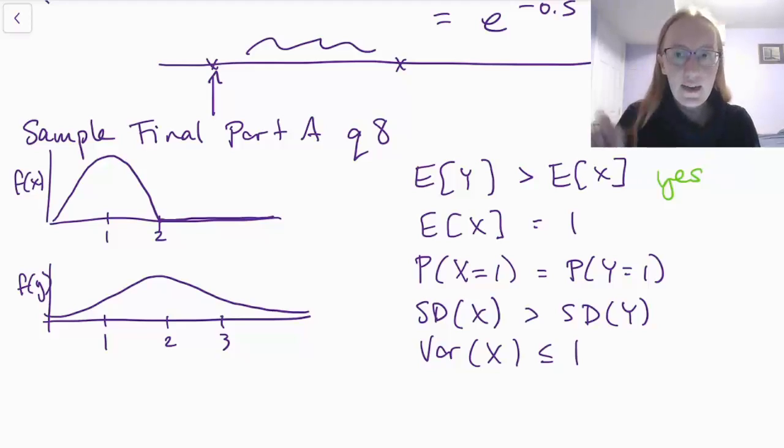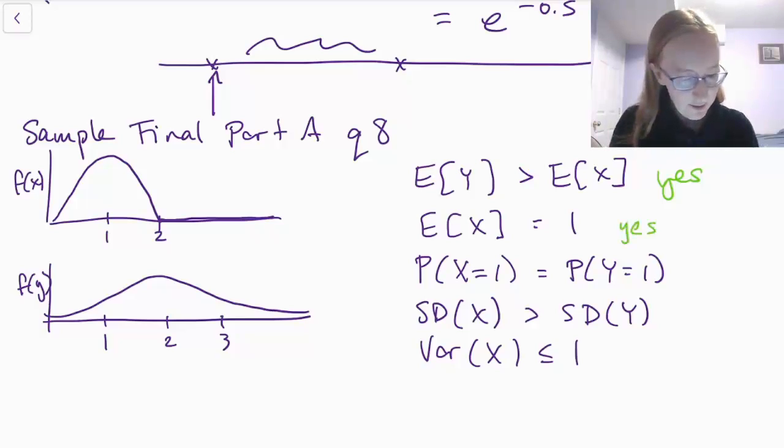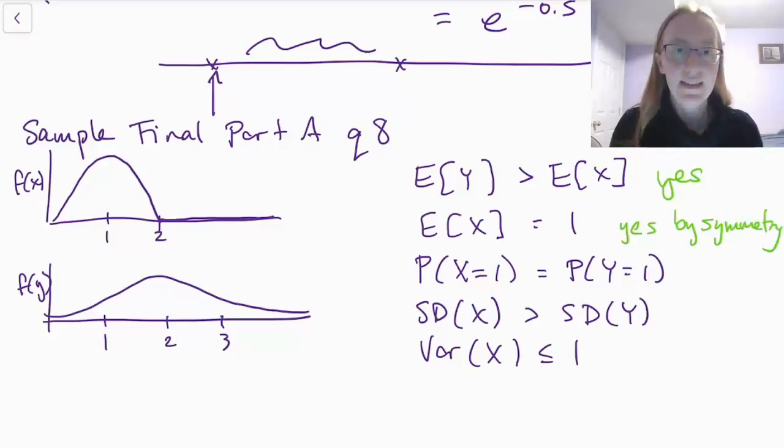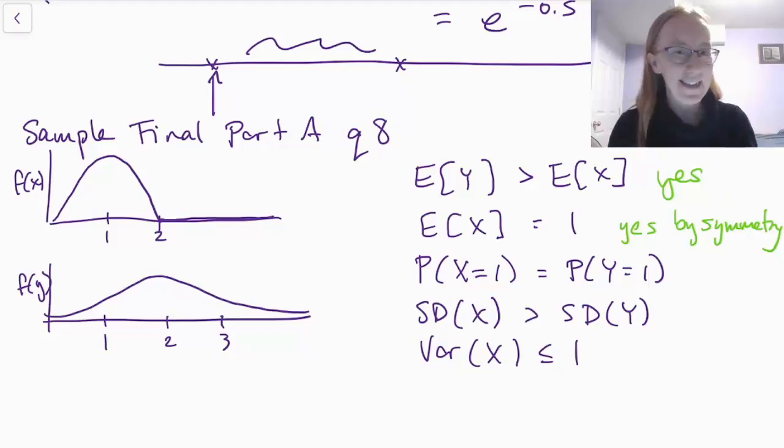E of x equals 1. Well, here in the graph, mine is pretty badly drawn, but you can tell that it's a symmetric distribution. So it's symmetric around the point 1, and therefore the mean is definitely 1. So yes, by symmetry, that's definitely true. You asked why option C is true. So I'm going to skip it. I'm going to come back to C last.